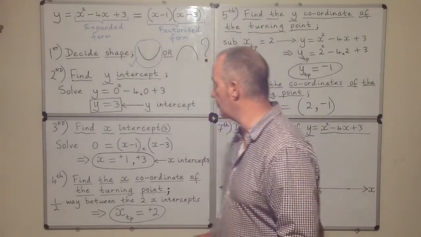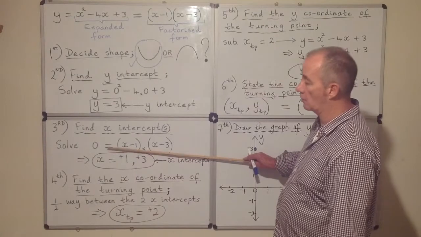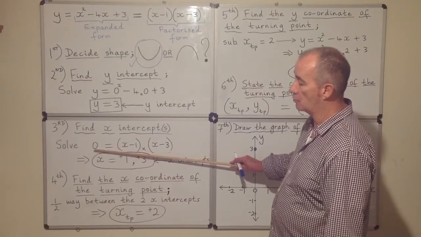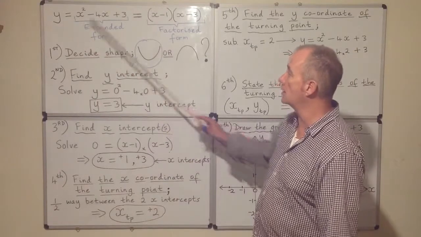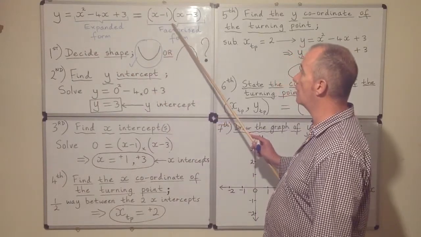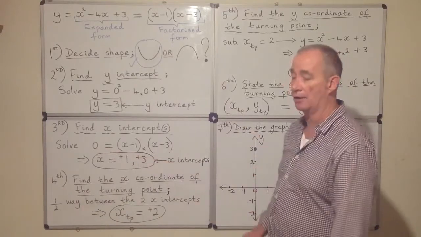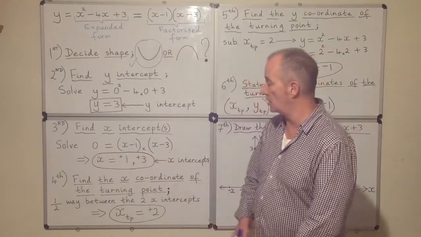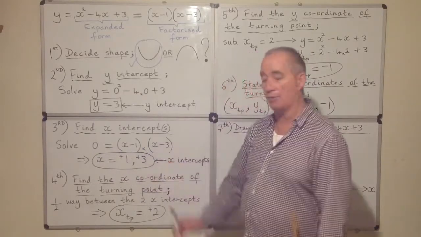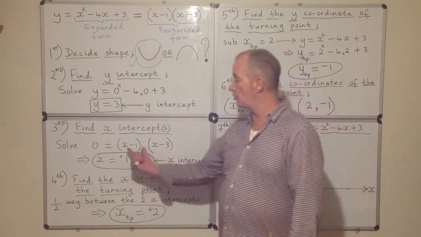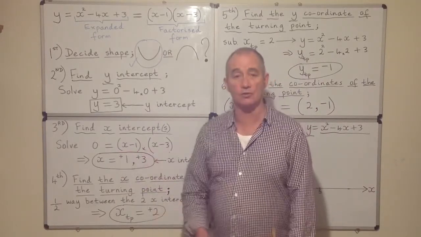So what happens here? I've written out the factorised form of the quadratic equation. I've replaced y with 0. The factorised form of the quadratic equation is y equals (x minus 1) multiplied by (x minus 3). I've replaced y with 0. Now we're left with this equation to solve: 0 equals (x minus 1) multiplied by (x minus 3). The first factor is x minus 1. The second factor is x minus 3.